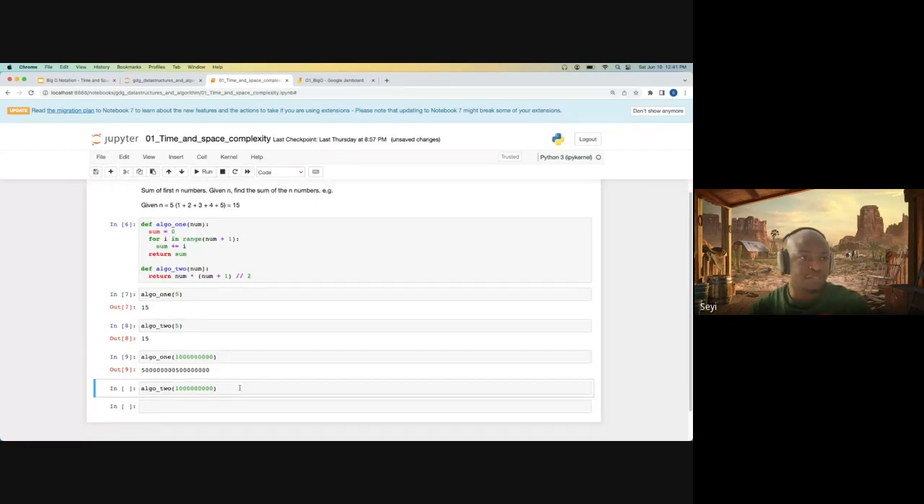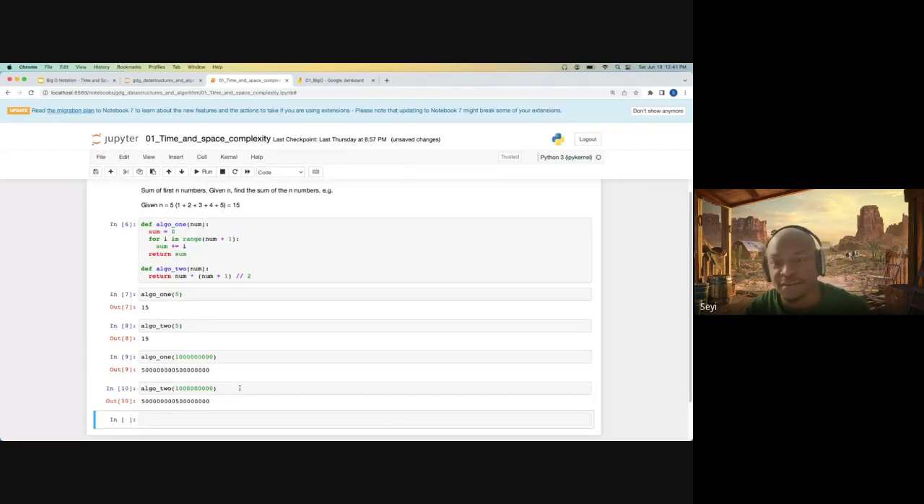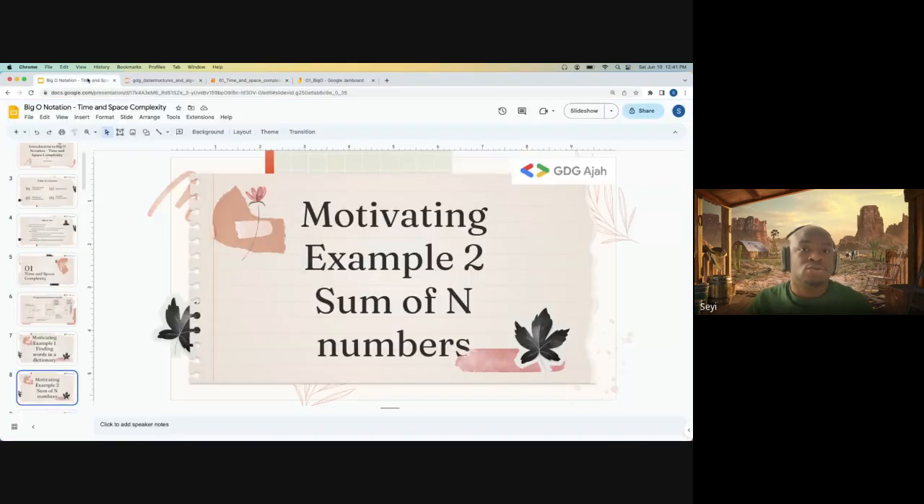Notice what happens when I run the second algorithm. It gives me the answer immediately. So why is this algorithm giving me the answer immediately, and why is this one taking time? And how can we characterize it? How can we represent that in something that is not just empirical? Because obviously from empirical analysis, you can see that one is faster than the other. But if you are talking to people and we want to express the algorithm, how do we do that? This is where time and space complexity comes in. So back to the slide.